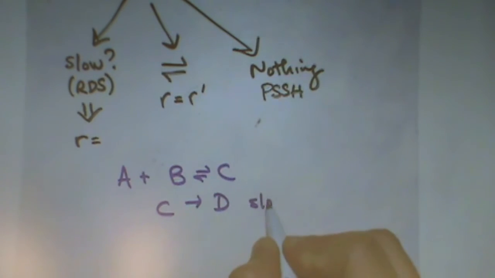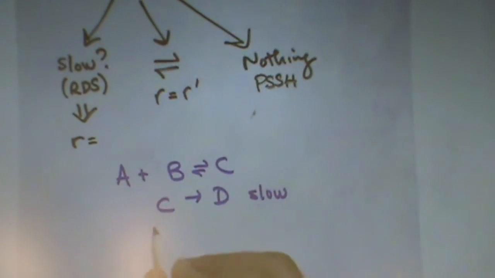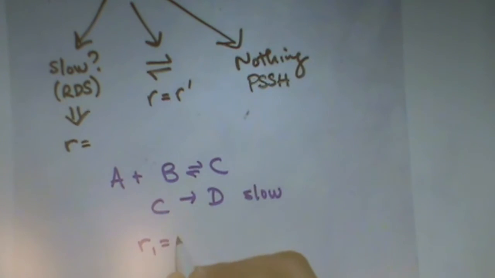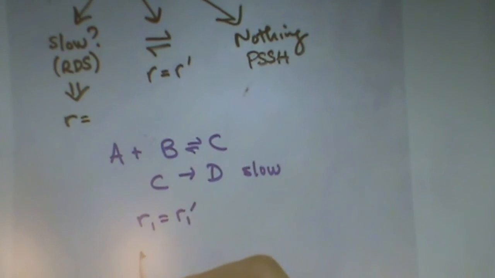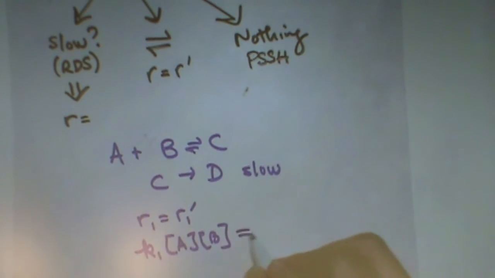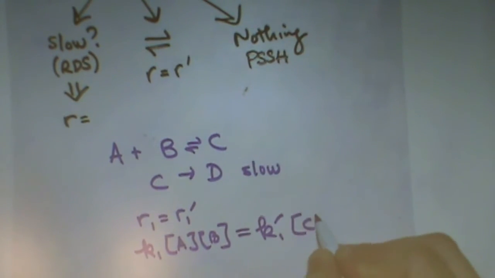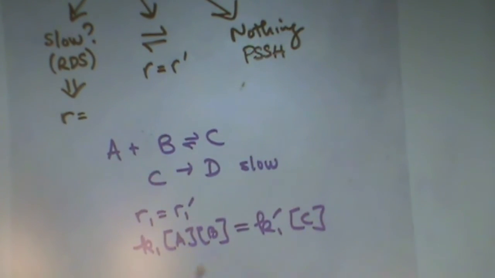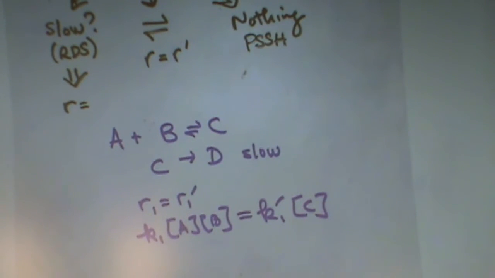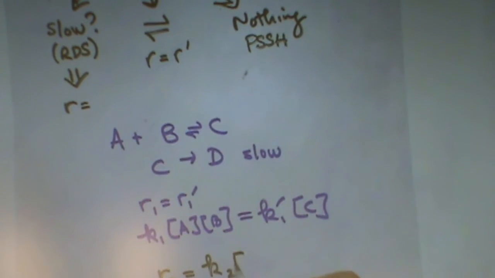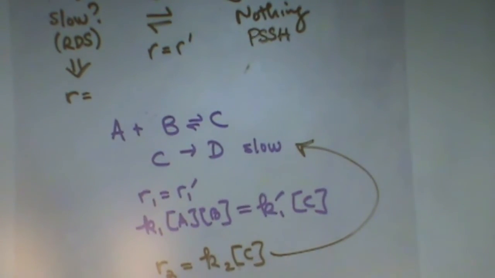If I say slow, you rejoice. And then you say, okay, awesome. I'm going to say rate 1 equals rate 1 reverse. And so K1 times A times B equals the reverse, K1 prime times C. Now, if this was true, by the way, what would I be solving for? Which rate? 1 or 2? Yeah, I'm solving for rate 2, which is K2 times C. I know I'm solving for that because I always solve for the slow step.